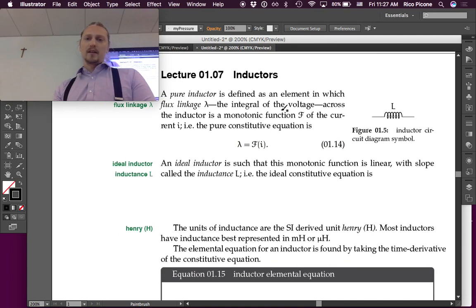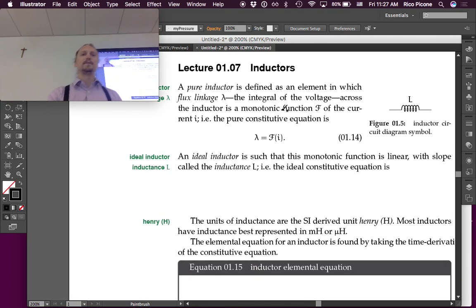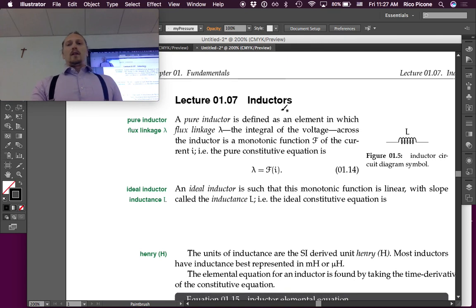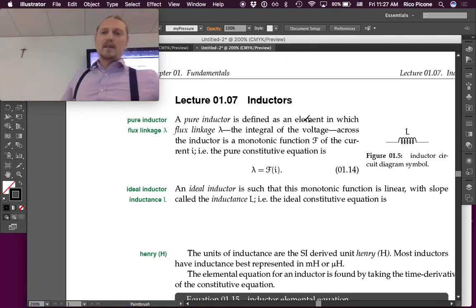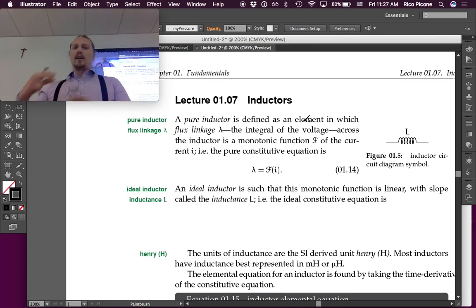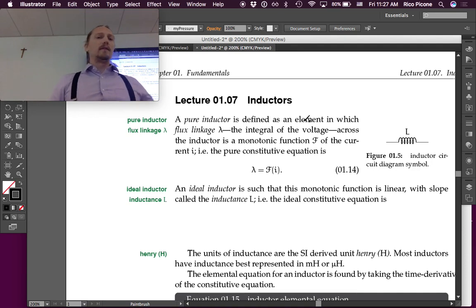All right, excellent. So inductors. We hardly learned about capacitors, and we're already learning about inductors. What are we going to do? So a pure inductor is defined as an element in which flux linkage, which you probably never heard of, is just the integral of the voltage. Not a common quantity to encounter, but it's just defined as being the integral of the voltage.